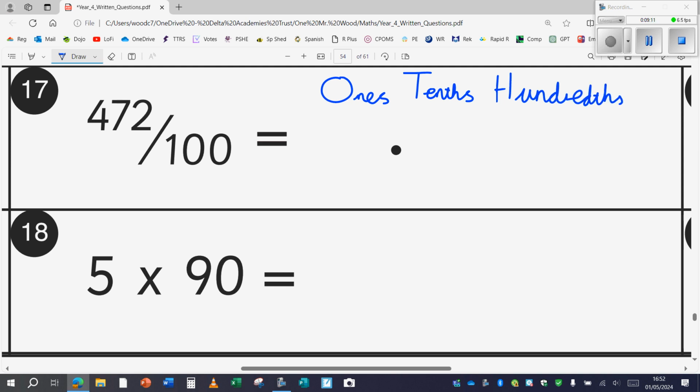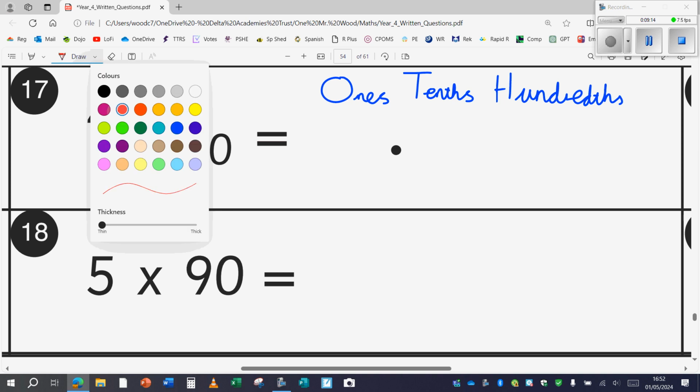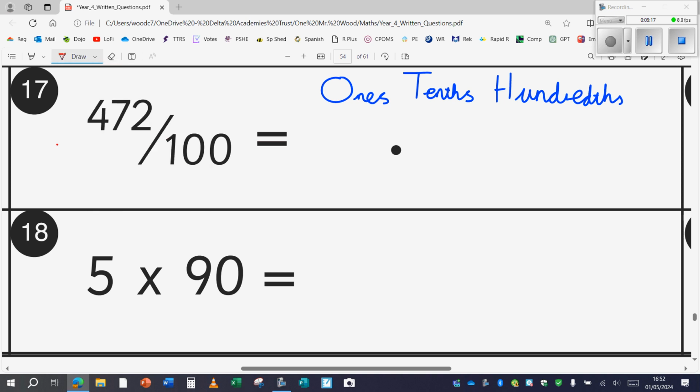There we go. So 472 hundredths. Well, 100 hundredths means 1 whole because it's a complete fraction. So 400 hundredths gives me 4 wholes. So that deals with that part. And then we've got 72 hundredths. Well, we can't fit 72 in 1 column, so we would just put them over 2 columns instead. 72 hundredths. And we know then that 70 hundredths is the same as 7 tenths as well. So that would be 4.72.